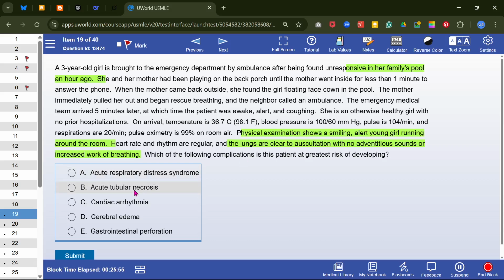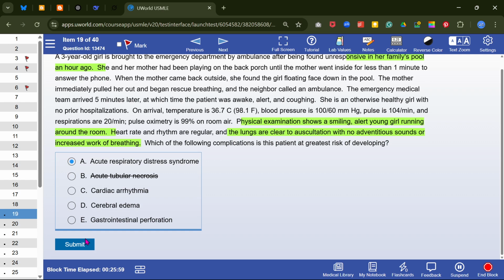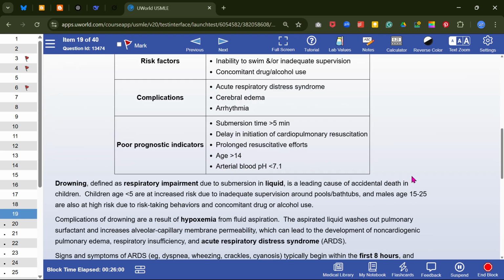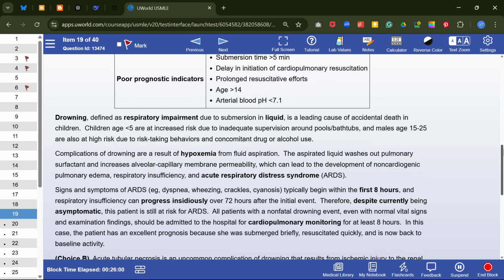Is it ARDS? Okay, drowning injury. Drowning is defined as respiratory impairment due to submersion in liquid, and is a leading cause of accidental death in children. Children less than 5 years of age are at increased risk due to inadequate supervision around pools and bathtubs. Males age 15 to 25 are also at high risk due to risk-taking behaviors and concomitant drug or alcohol use.